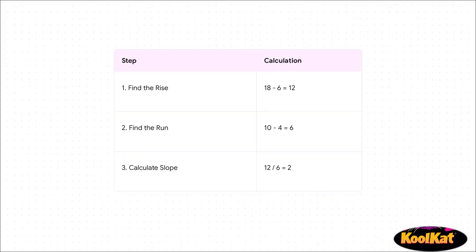So let's actually apply that strategy. The rise is the change in the second numbers. So 18 minus 6, that's 12. The run is the change in the first numbers. So 10 minus 4, that's 6. Now you just divide the rise by the run. 12 divided by 6 is 2. Boom, your answer is B. It's as simple as that.